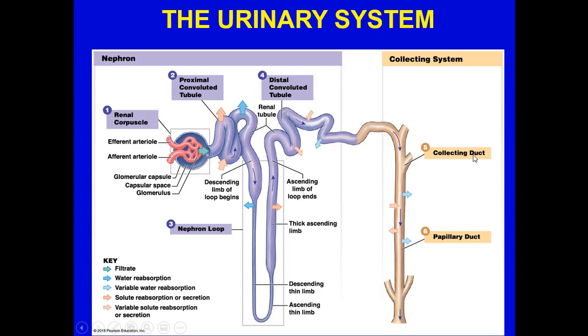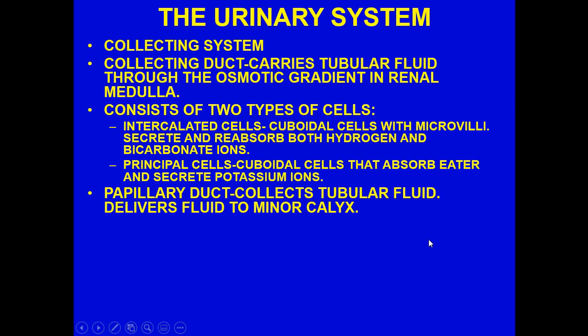The collecting system consists of the collecting duct and the papillary duct. The collecting duct carries tubular fluid through the osmotic gradient in the renal medulla. And it consists of two types of cells. Intercalated cells, which are cuboidal cells with microvilli. Microvilli? Yeah! Those extensions increasing the surface area and thereby increasing the capability to secrete or reabsorb both hydrogen and bicarbonate ions. They also have principal cells. These are cuboidal cells that absorb water and secrete potassium ions. Sorry about the typo there. We also have the papillary duct, which collects tubular fluid and delivers the fluid to the minor calyx.